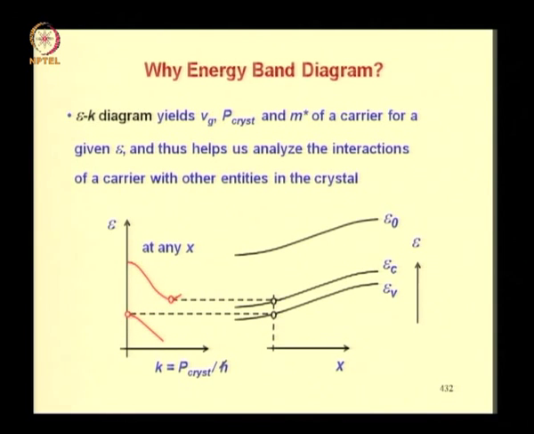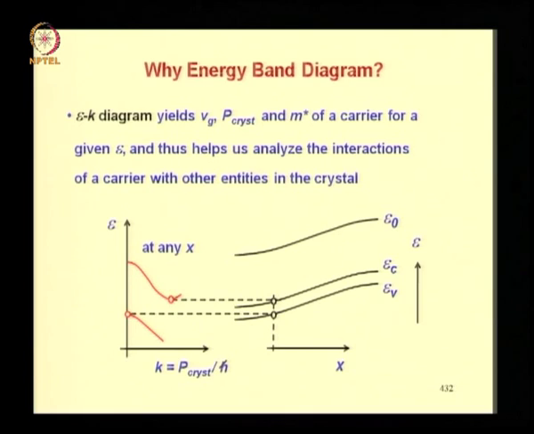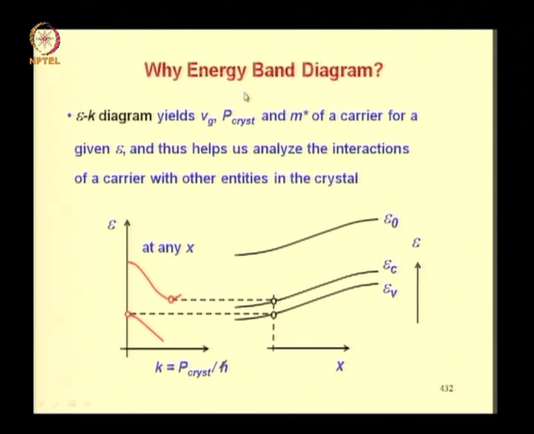The E-k diagram yields the group velocity, the crystal momentum and the effective mass of a carrier for a given energy, and thus helps us analyze the interactions of a carrier with other entities in the crystal.